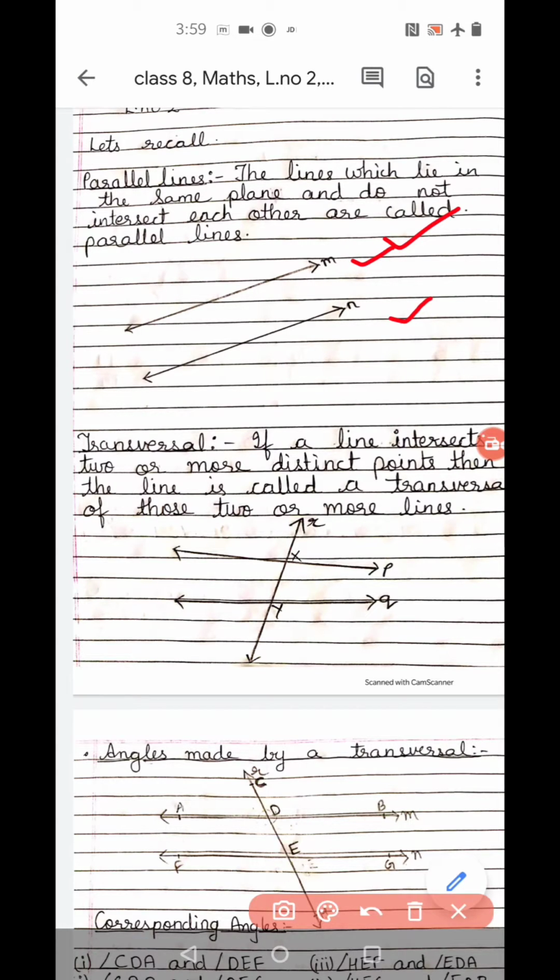Next, transversal. What do you mean by a transversal? If a line intersects two or more lines at distinct points, then the line is called a transversal of those two or more lines. We can see line R intersects line P and line Q at point X and point Y. Therefore, line R is said to be a transversal of line P and line Q.